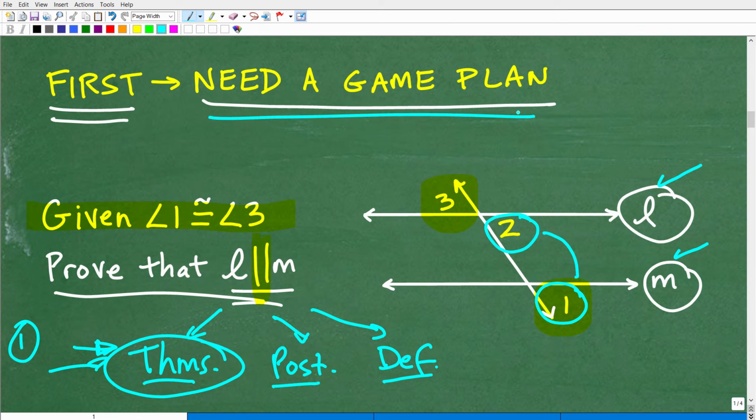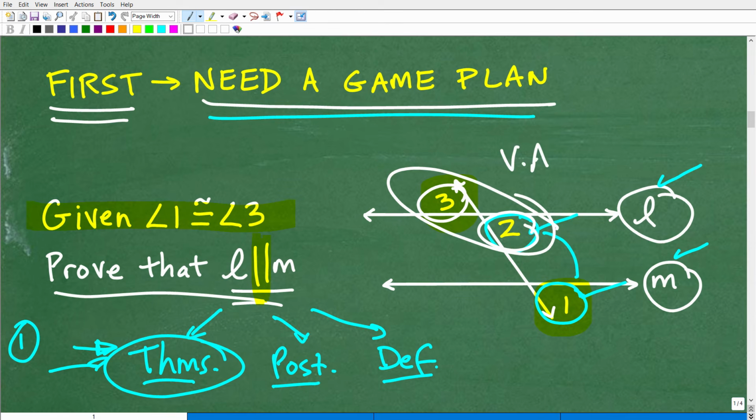Our game plan is to construct a plan to argue that angle 2 and angle 1 are corresponding. Now, can we do that? Absolutely, okay? So we can say angle 3 and angle 2, these two angles right here, are what we call vertical angles, okay? You're like, oh yeah, vertical angles, these two angles are congruent, right?